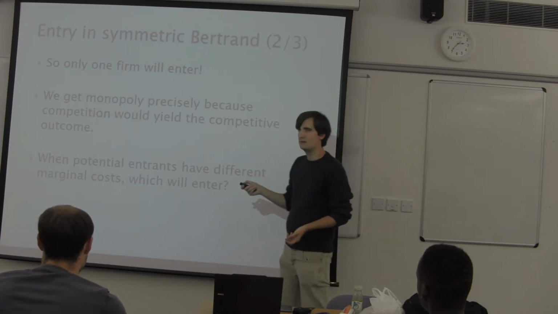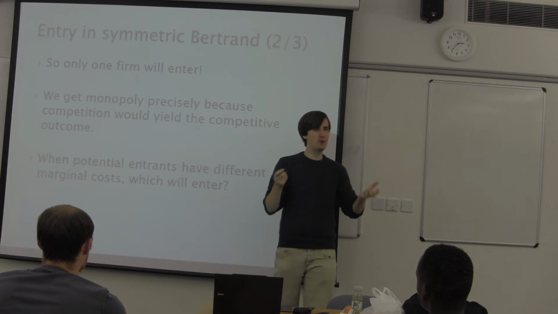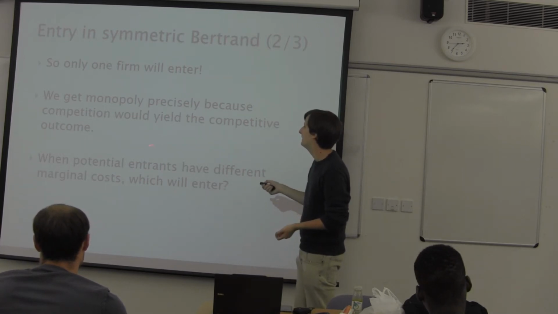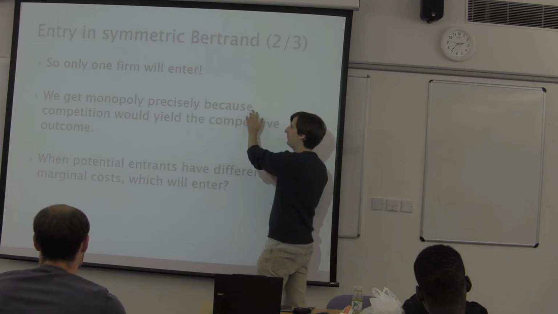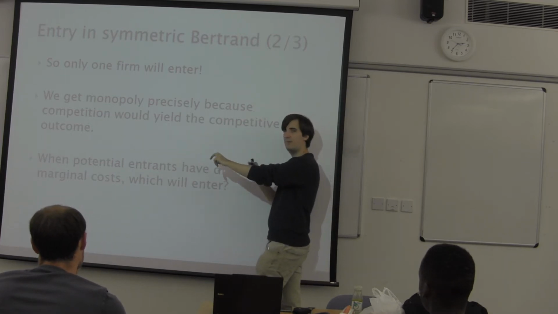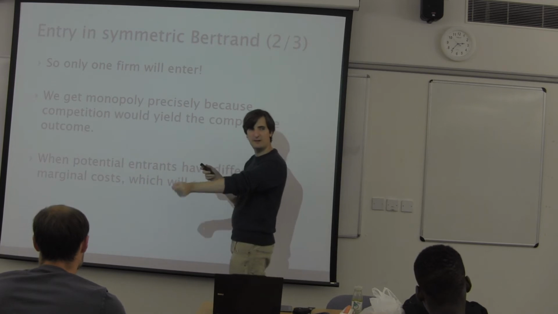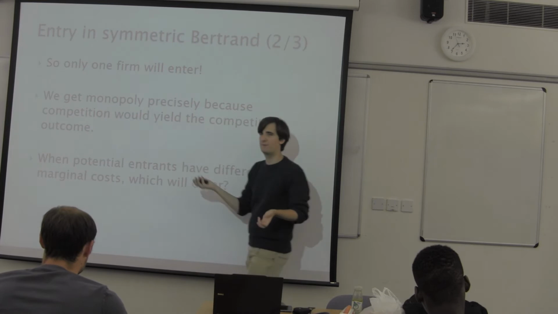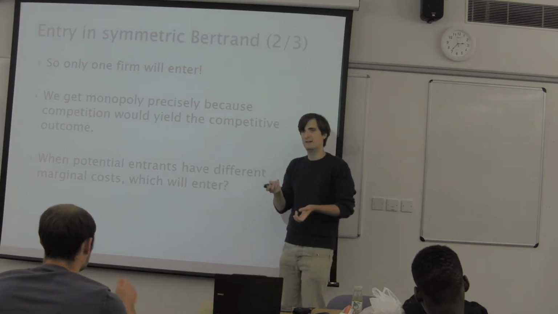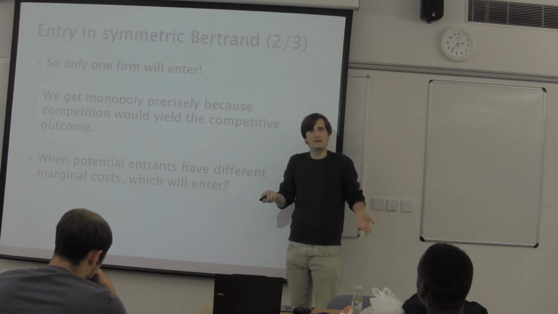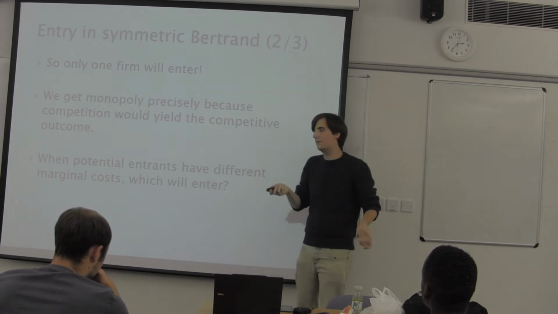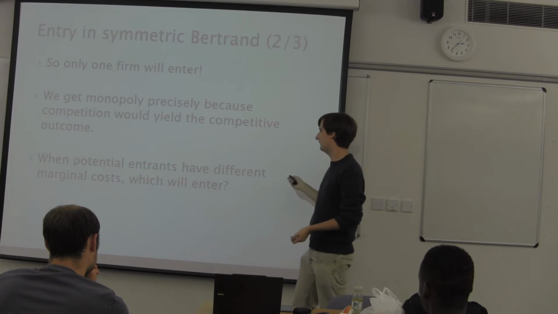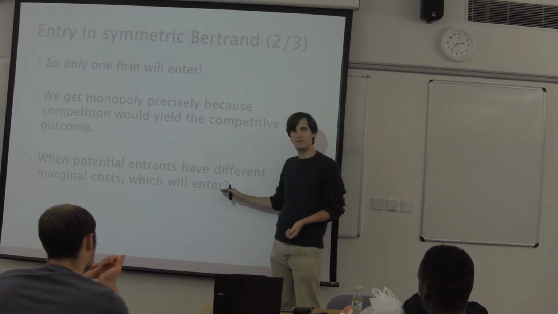So, you know, what you thought about what type of competition was efficient might be a bit wrong. And the idea is that we get monopoly precisely because if there was competition, it would yield an efficient outcome. You know, because the competition is so fierce, if there are multiple firms in there, in fact, only one firm will enter. Because if two firms enter, then both lose. And there's a question here, when potential entrants have different marginal costs, which of them would enter?